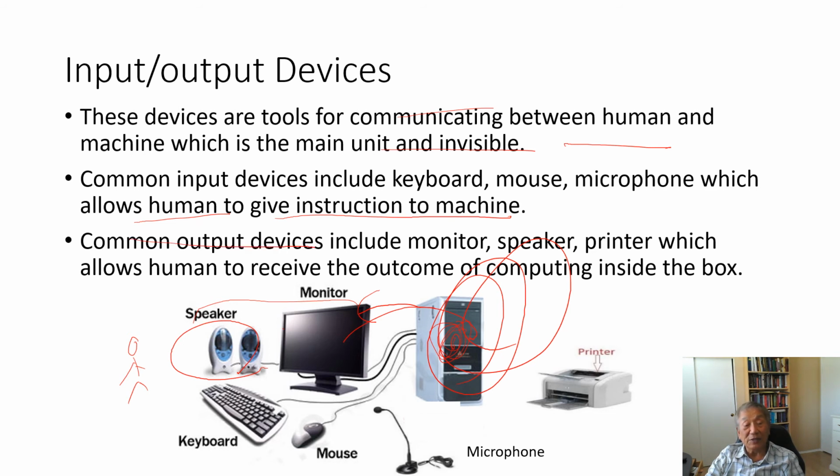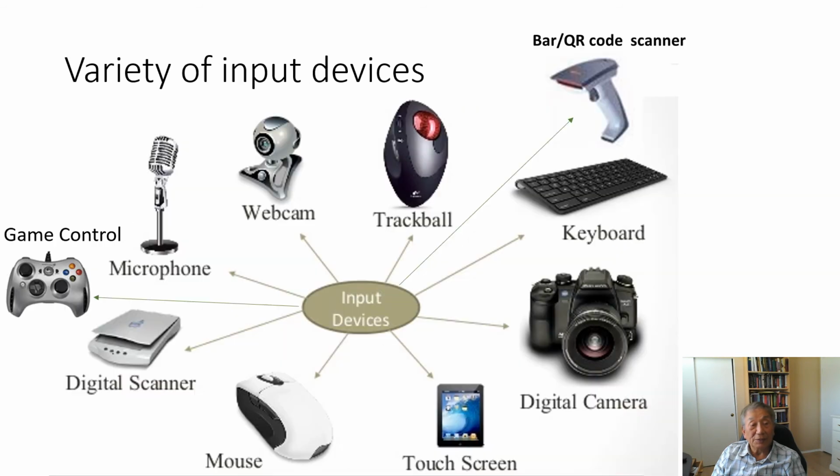And then output devices include the monitor, speaker, and printer, so that you can either visually or audibly, with your ear, know what is going on inside or what kind of result you have from there. So just to take a look at input devices and output devices, it is easy to understand that a microphone is also part of the input devices. You just speak to the microphone, then you will know what is going on there.